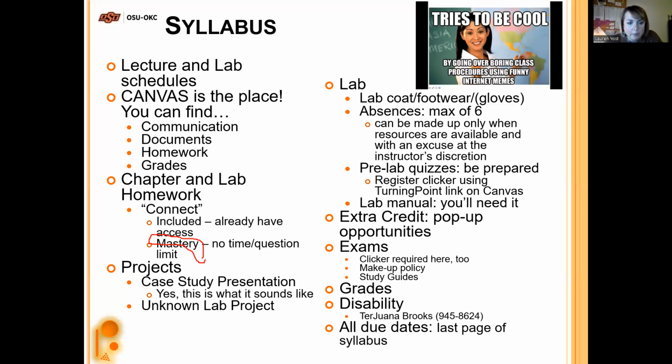Okay, moving on. Disability: if you have any disabilities or think you might have a disability or have a diagnosed disability from an actual doctor, please contact Terwana or TJ Brooks. She is at this number listed on this slide, and that's a good person to talk to if you think you need accommodations for whatever your situation may be. And then she will email me, and I will follow whatever rules are presented to me.